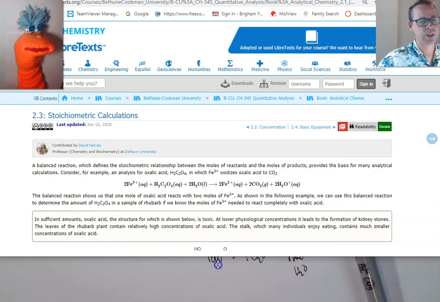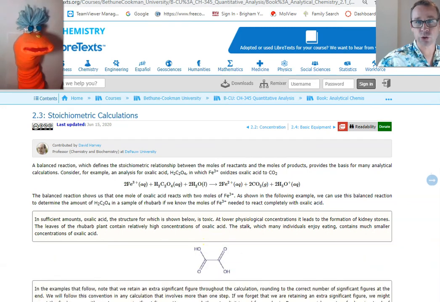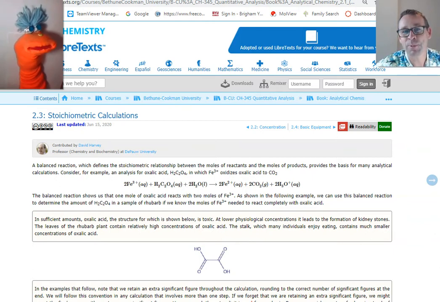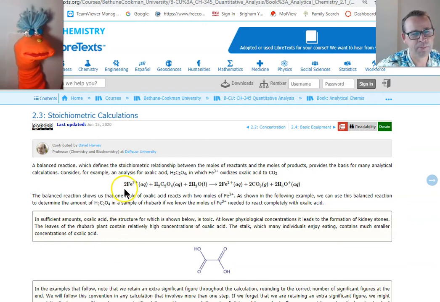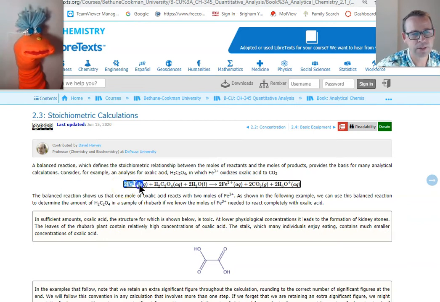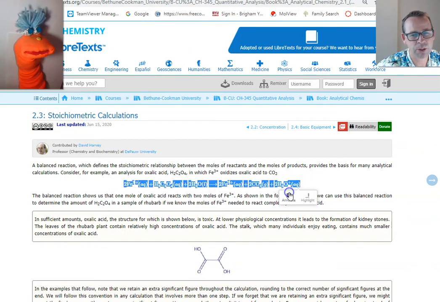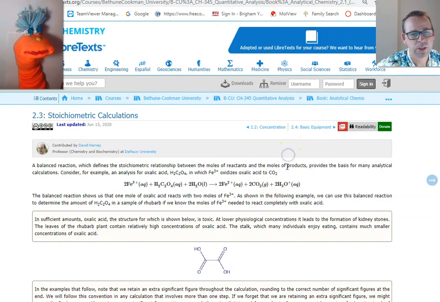All right, stoichiometric calculations, or stoichiometry. Stoichiometry is a chemist's bread and butter, right? Essentially what I'm saying is that's where we get the power, our ability to do the things that we do, to make the calculations from the stoichiometry of the chemical equation. So we need to be able to read this.